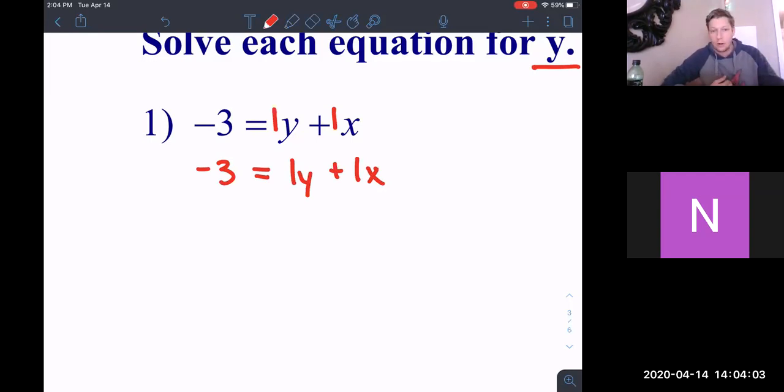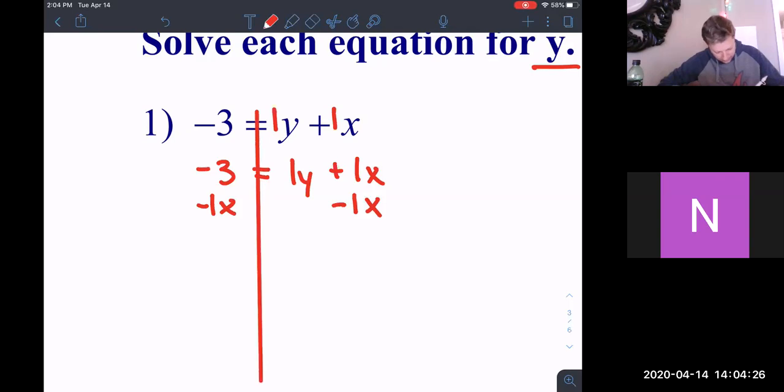All right, so that's our goal. Our goal on this section is always to get the y variable by itself. So we do the opposite, just like we always do. If we're going to solve an equation to get rid of something on one side, we do the opposite. So since this is a positive 1x, we're going to turn it into a 0 by subtracting 1x from both sides. Okay, let's draw our line down here so we don't get confused.